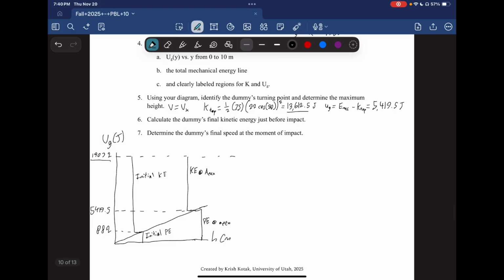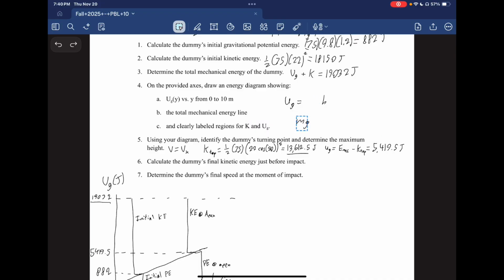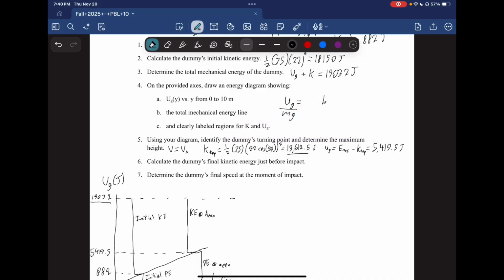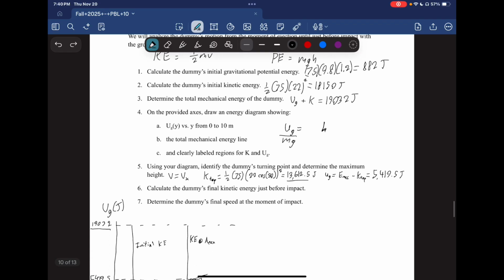So determining the maximum height from this is pretty simple. We have that potential energy is equal to mgh. Now we know the potential energy here. We still know mass and gravity, so we just solve this for h. We can divide mg to the other side. We find the potential energy divided by mass times gravity is equal to our height. So if you plug in 5,419.5 for potential energy, our mass is still 75 kilograms, and g, of course, is still 9.8.